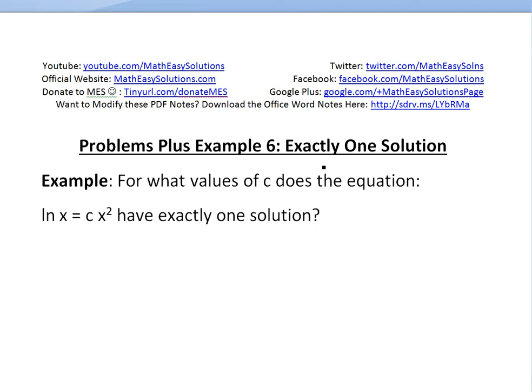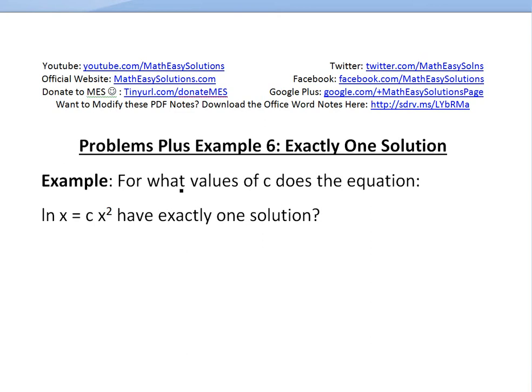Alright, it's time for another Math Easy Solution. We're going to discuss another Problems Plus example, and now look at example 6 of this video series, which deals with finding exactly one solution. Basically, Problems Plus are advanced problems in the back of each chapter of my calculus book, so I thought I might as well go over them at each chapter to help illustrate each chapter better.